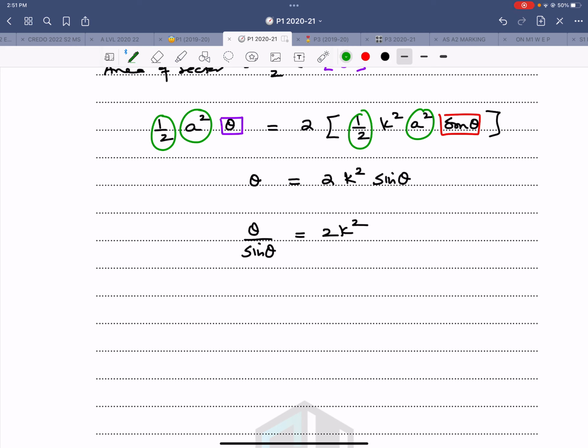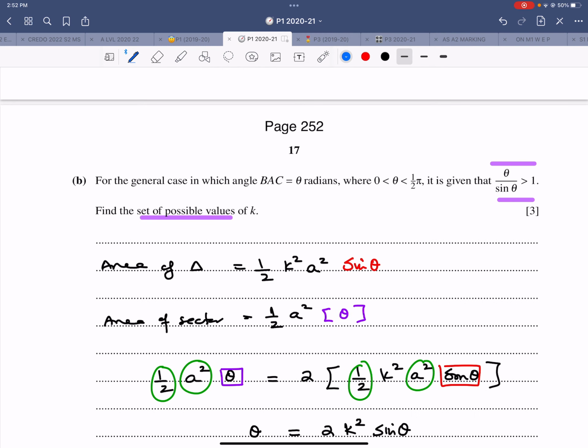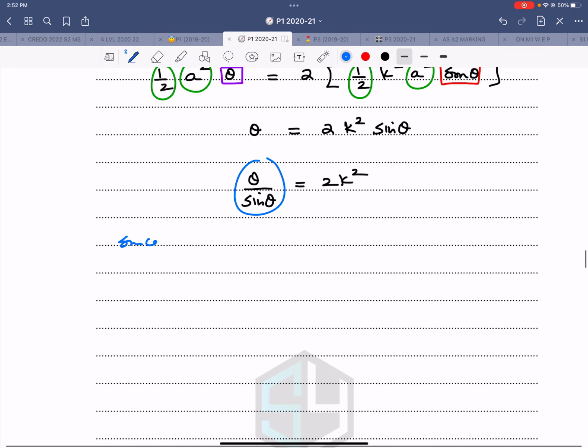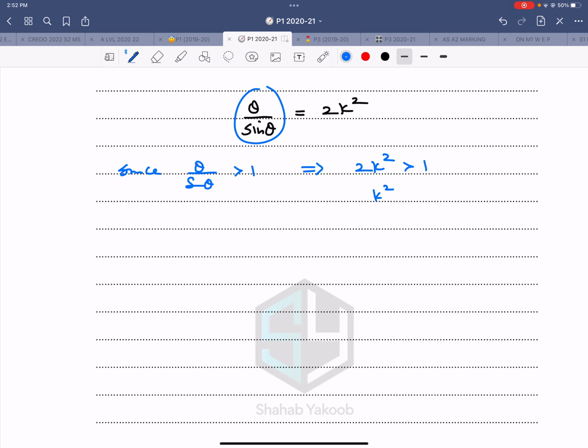Now here comes the relationship. That is, this thing, theta over sine theta, should be greater than 1. Since theta over sine theta should be greater than 1, it follows 2k square should be greater than 1. Correct? Now comes quadratic inequality. So you would say k square is greater than half. Factorize. K square minus half is greater than 0. K plus 1 over root 2, and k minus 1 over root 2 is greater than 0.